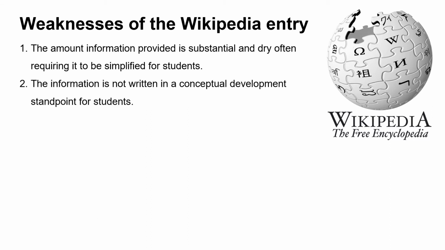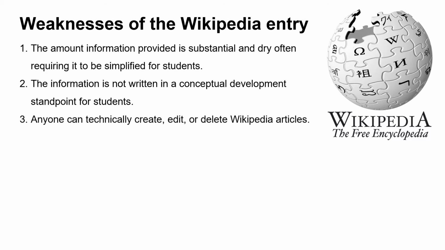Number two, the information is definitely not written in a way that scaffolds the information to help students understand it at all, whereas the standards kind of do. The main criticism of Wikipedia is generally that anybody can technically create, edit, or delete Wikipedia articles.